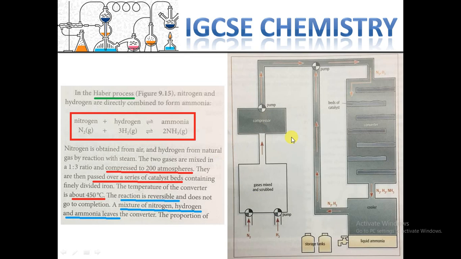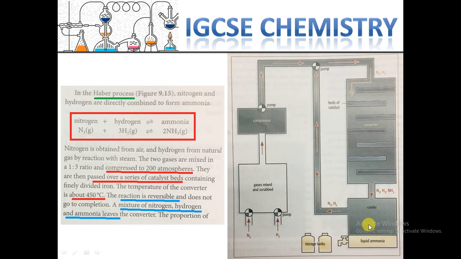They can then, after that, be compressed at 200 atmospheres, and then they go through the catalyst bed. After that, the temperature condition makes them cooler here, and if they change to the liquid form, that means it's ammonia, and we can collect it at the bottom of this container.